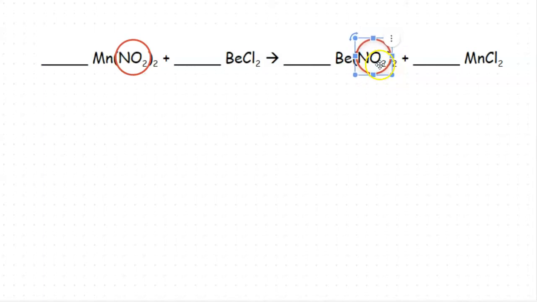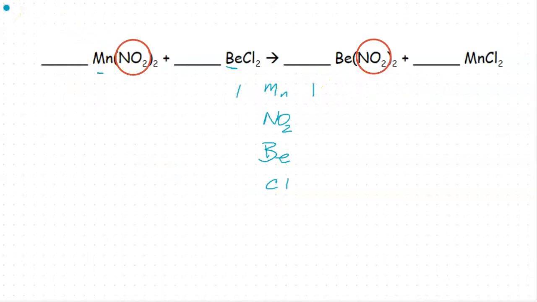All right. So again, writing our ions down the center, I check I've got manganese as one of my ions. I've got nitrite, NO2, as a different ion. I've got beryllium as a type of ion. And I've got chloride as a type of ion. Then I go through and I simply count. I've got one manganese on the left. I've got one manganese on the right.